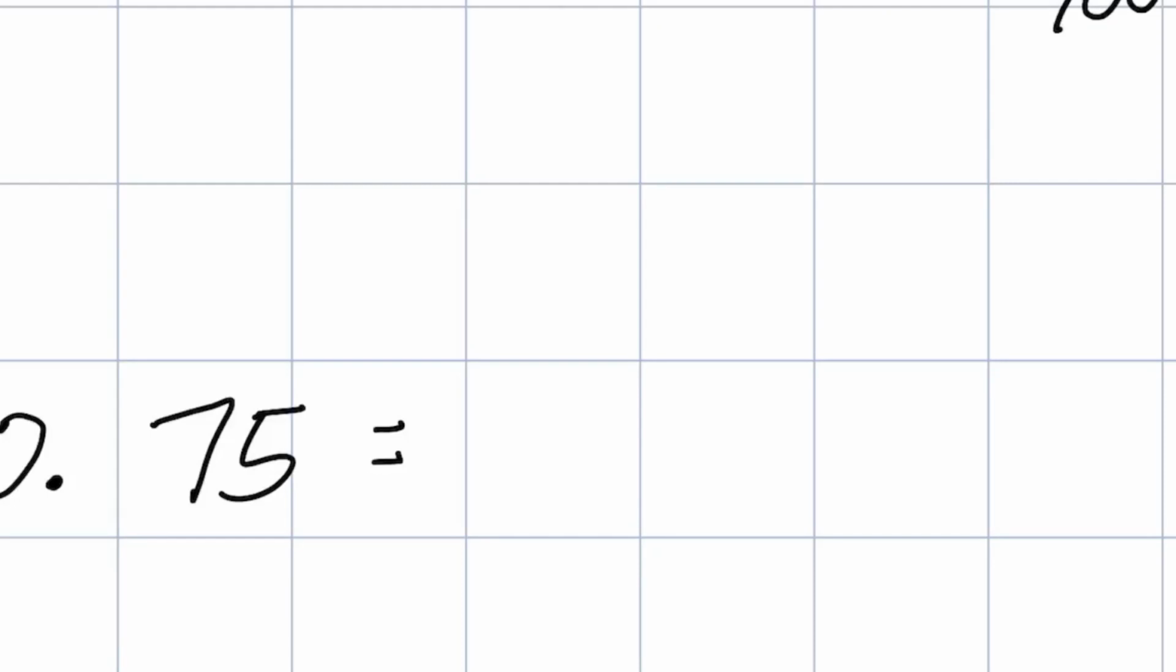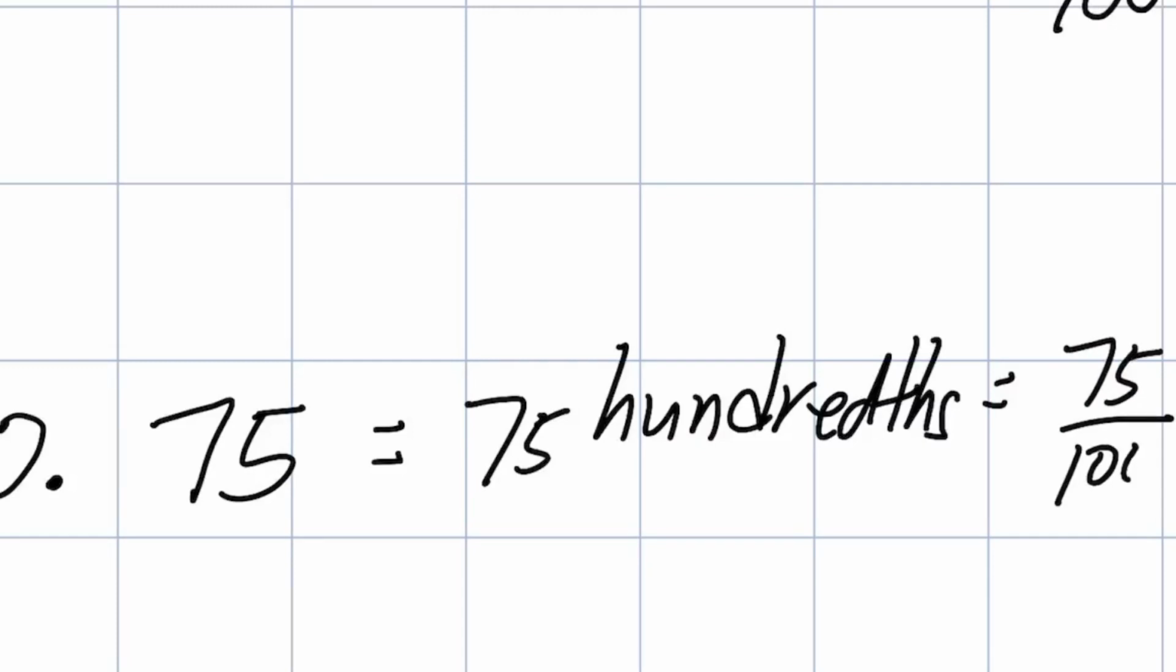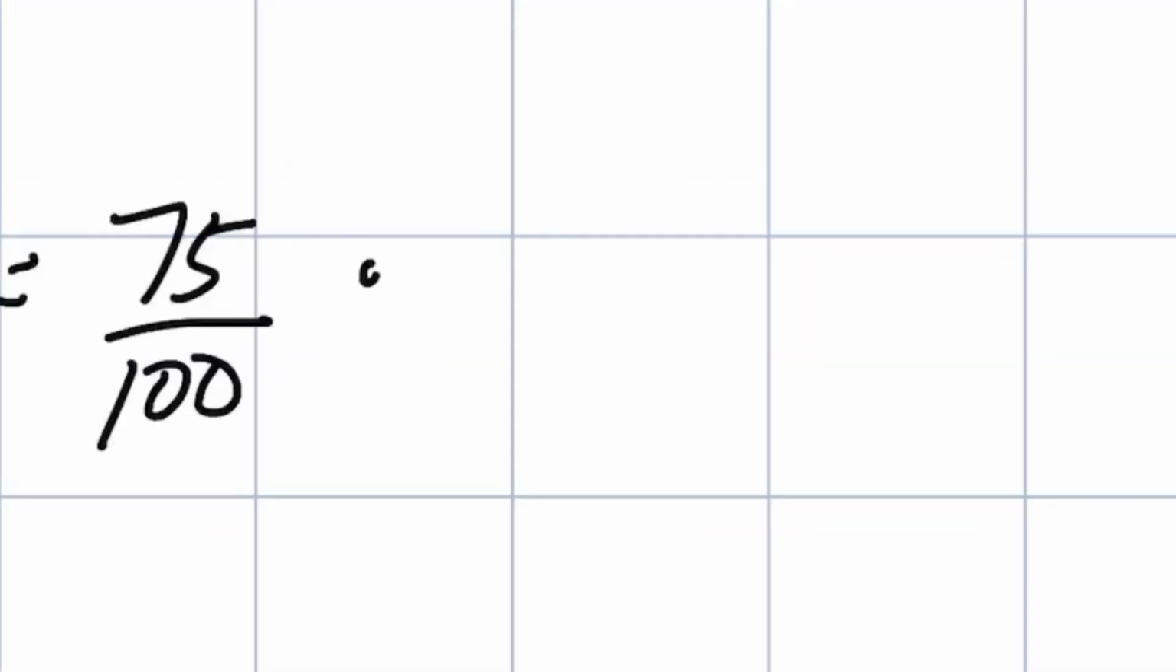Last but not least, again, read it. 75 hundredths. Write it as a fraction. 75 over 100. Okay, you could again find the GCF or use continuous division. That'll be divided by 5. Or some of you could find the GCF.